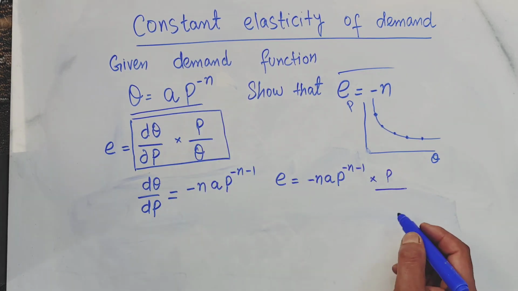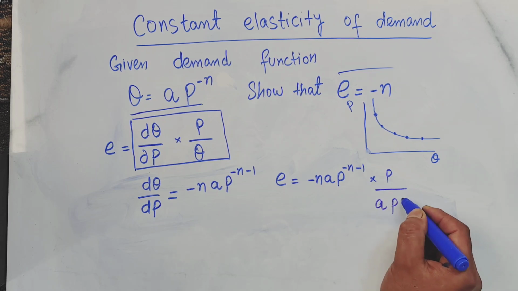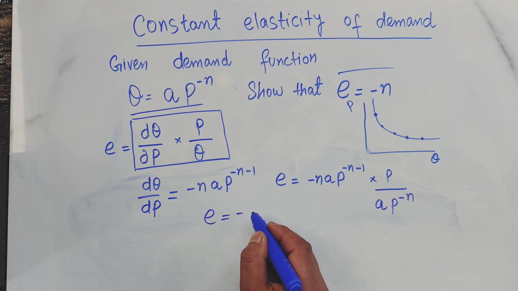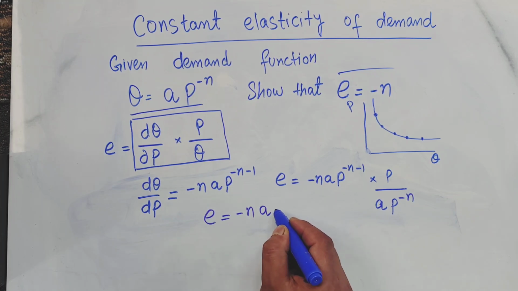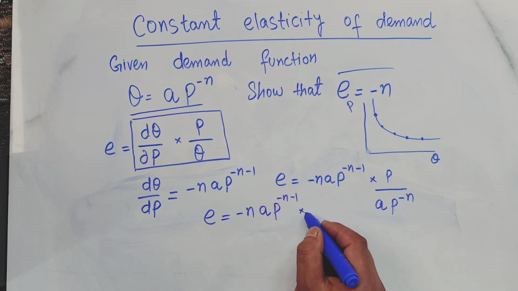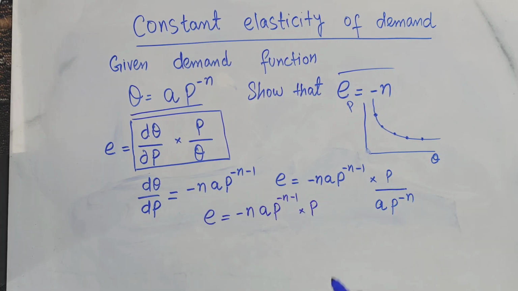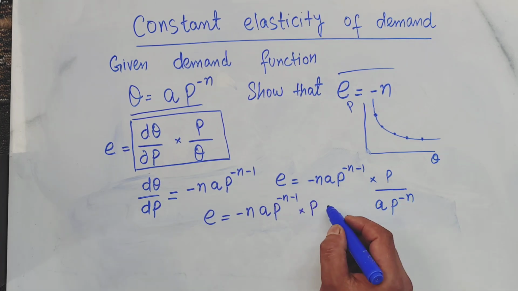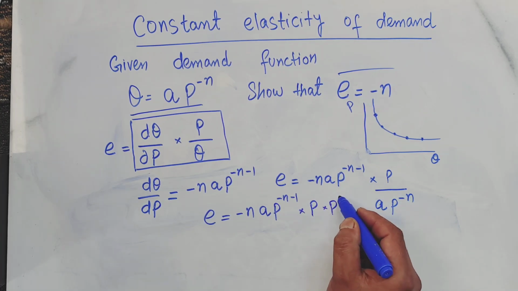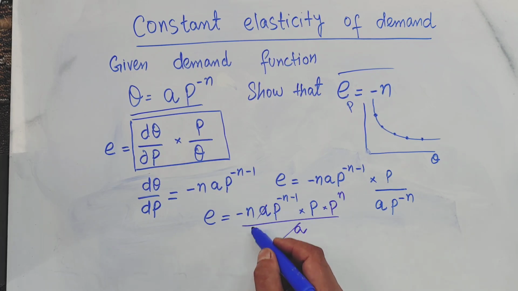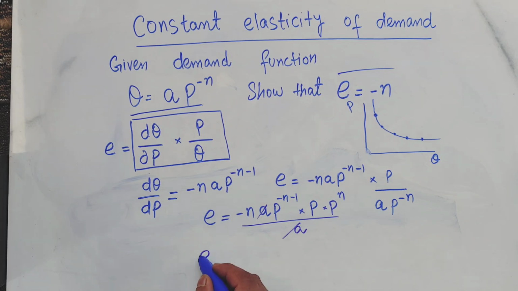What is Q? Q is our A P^(-n). So elasticity of demand will be equal to -n A P^(-n-1) times P, and transposing Q here, its exponent sign will change from negative to positive, so we have P raised to the power n divided by A. So A and A get cancelled, and we are left with E equal to -n.